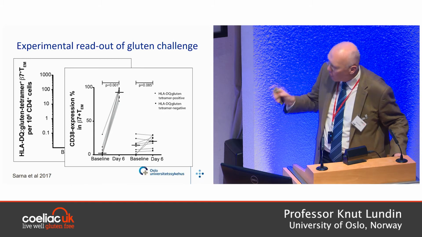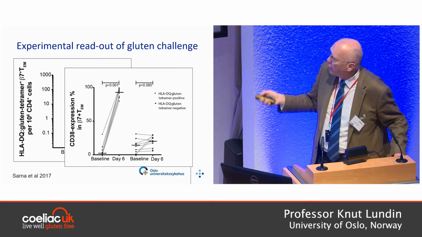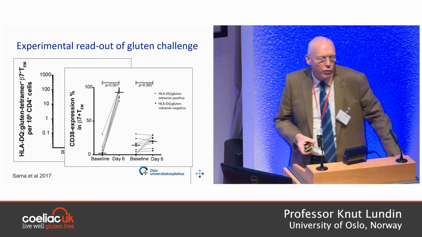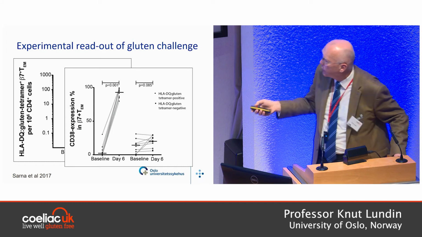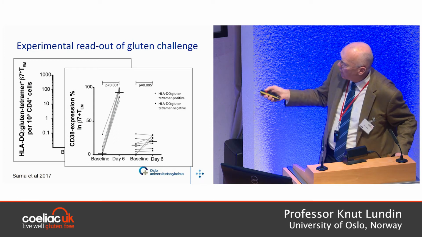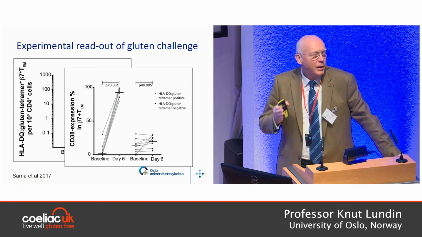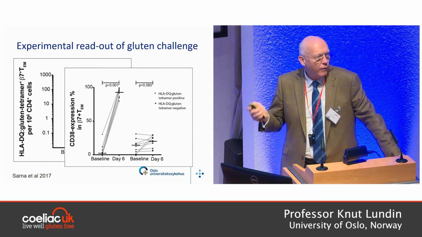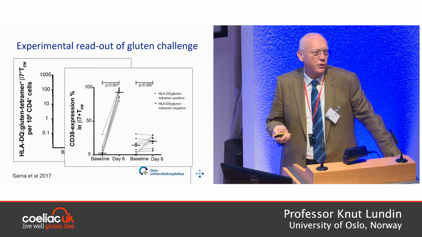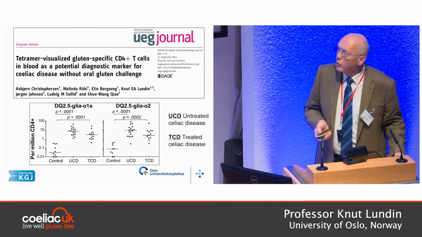And you can also do flow cytometry identification, activation of cells. Now we're talking about really distinguishing activation of cells. Those who do not stain with the tetramers, they are not activated, so this is a completely disease-specific process. But so far I'm talking about gluten challenge. But it can also be used without any gluten challenge.